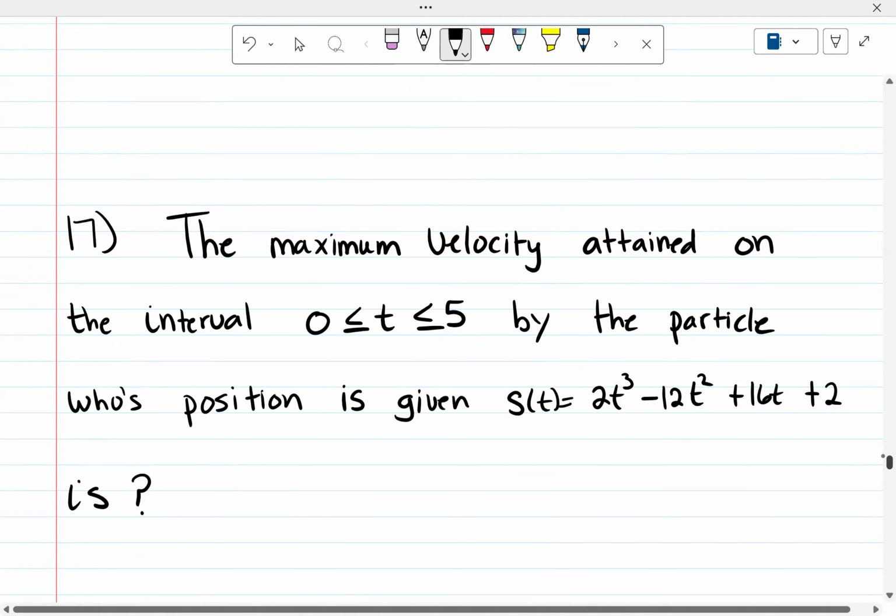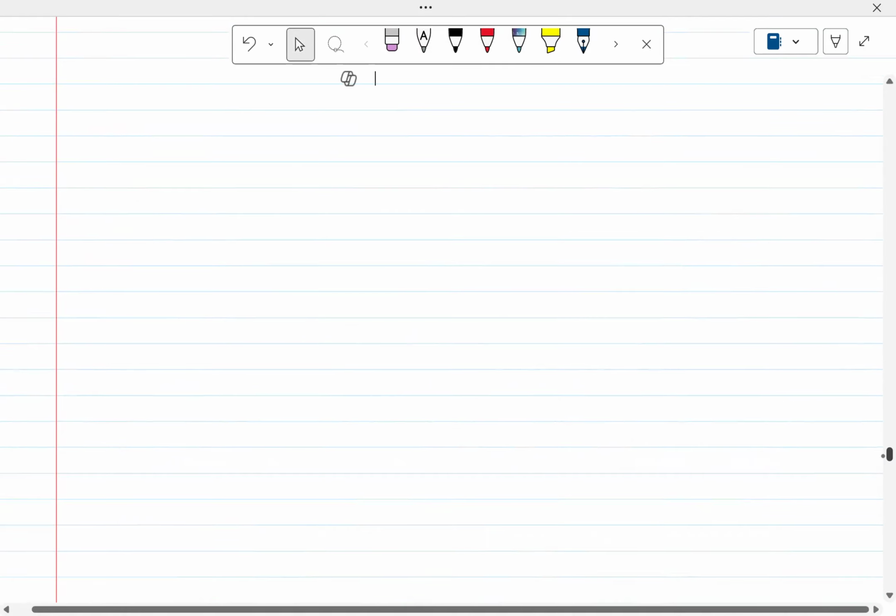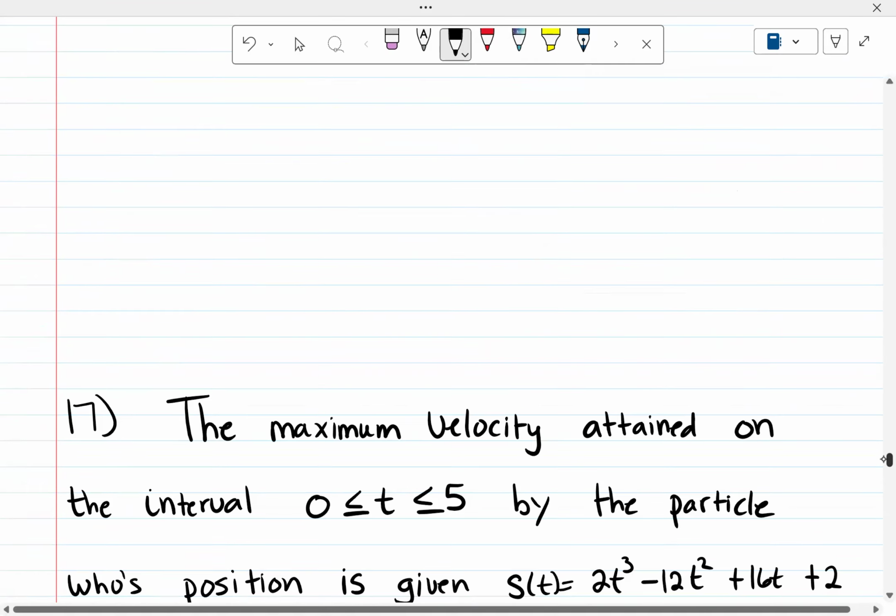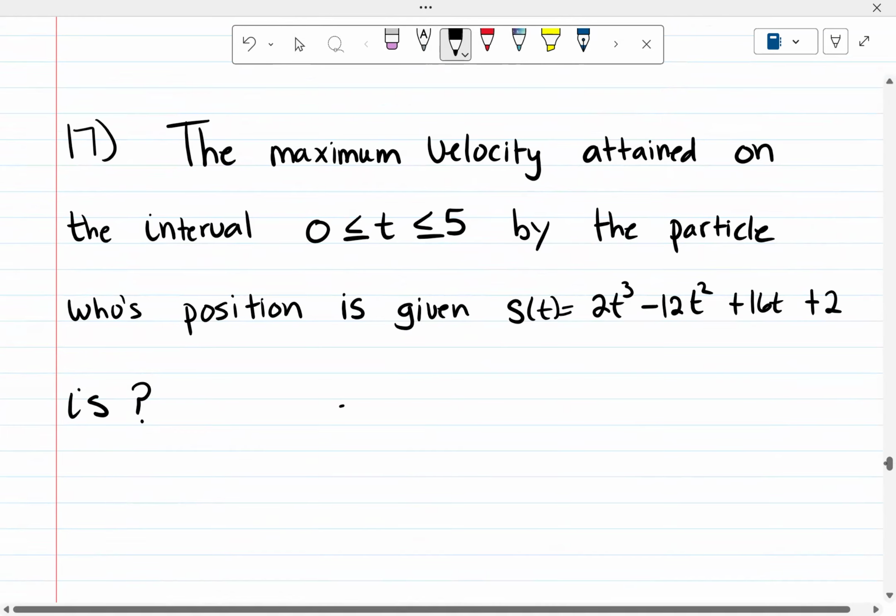17 says the maximum velocity attained on the interval from 0 to 5 by the particle whose position is given by s of t equals 2t cubed minus 12t squared plus 16t plus 2 is. So they're asking for maximum velocity. Yeah, so we're going to make a table. This is like an absolute minimum, absolute max problem, just like the one above, 16. So we're going from 0 to 5.